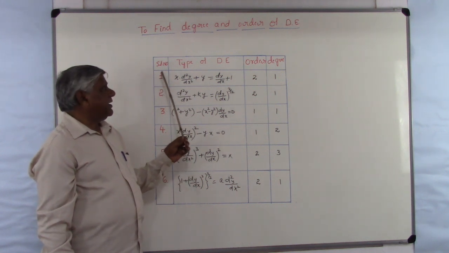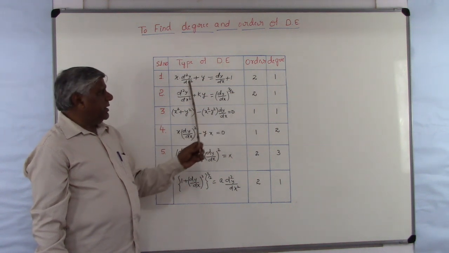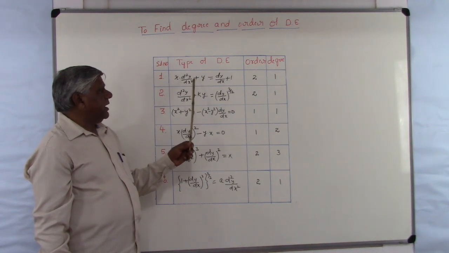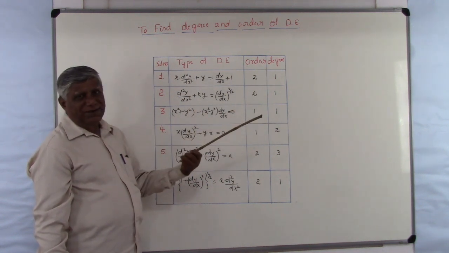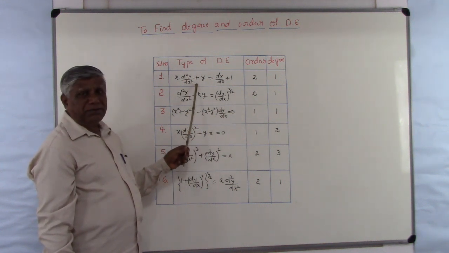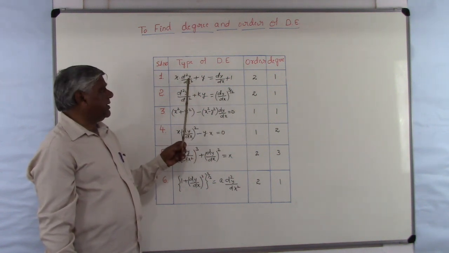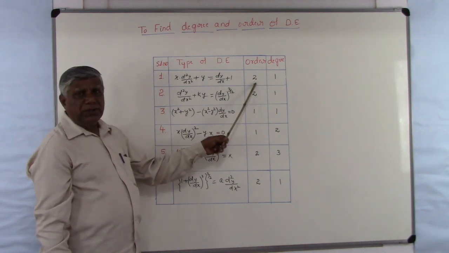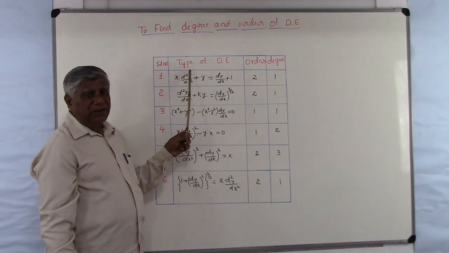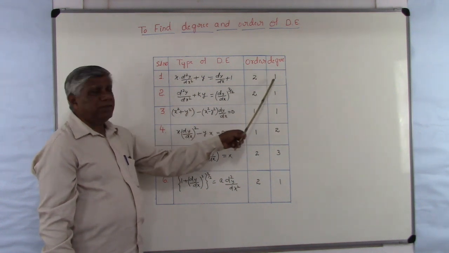We have written serial number, type of differential equation, order and degree in this tabular column. Now we have written here the differential equation. Now the order and degree we have to write. See, the order is 2. The highest derivative is called the order. So here the highest derivative is 2, therefore we have written 2. The degree is the power raised to the highest derivative. So here the power raised is always 1. Therefore degree is 1.